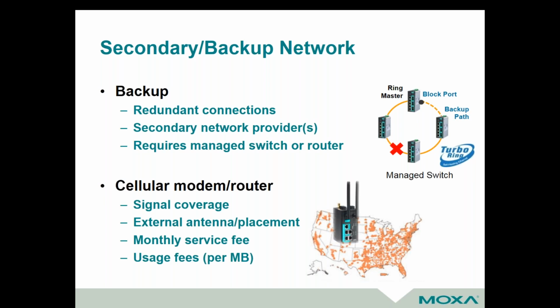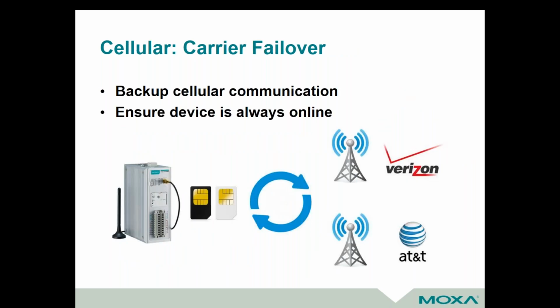Some of you might be using wireless technology. In terms of wireless, and it might even be a combination of these two, we see a lot of applications where the primary path is wired. These are mission-critical applications, and sometimes they might want to have a cellular backup for that. You can have both, and you can design very robust systems doing this. And even in the cellular, you need to think about things like signal coverage. Where are we going to put that antenna? Monthly service fees and usage fees on that.